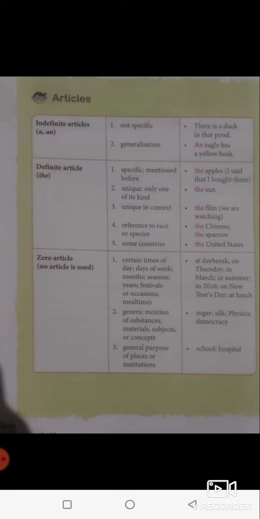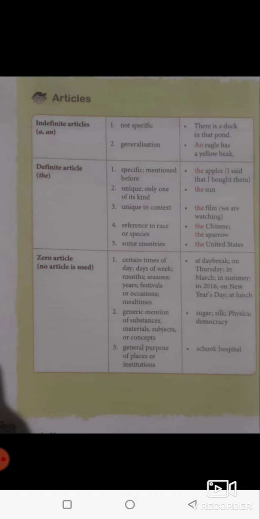An eagle has a yellow beak. It is a kind of generalization. Okay, generally an eagle has a yellow beak. Since eagle is a singular noun, we use an eagle. An elephant has its trunk. So all elephants anyway have trunks. When we generalize, we can use an elephant here.